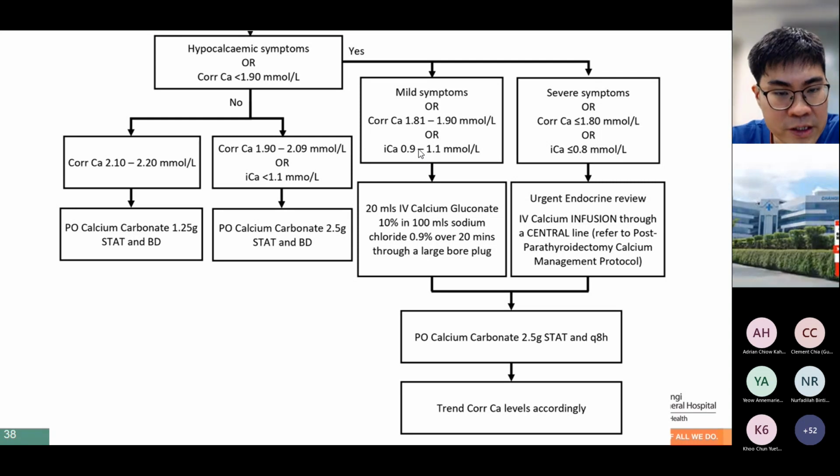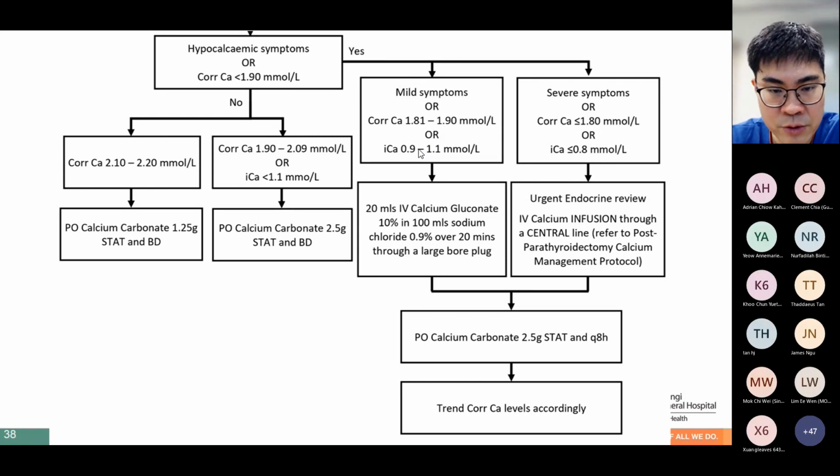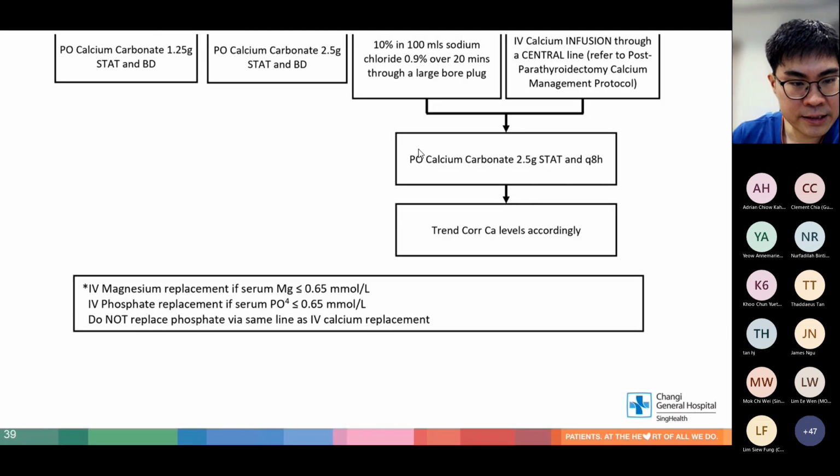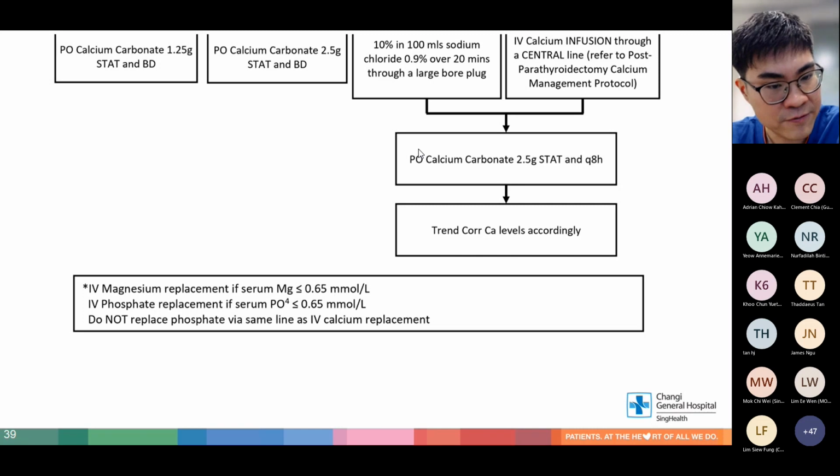On top of this, because we do not want to give IV calcium persistently, we move further down the route to which patients will still need oral calcium replacement. Then depending on the severity, we will monitor the corrected calcium levels. For this we will not have a set duration because it will be very variable, so this will be a judgment call. And subsequently down the line, of course, is a reminder to replete the magnesium and phosphate levels.